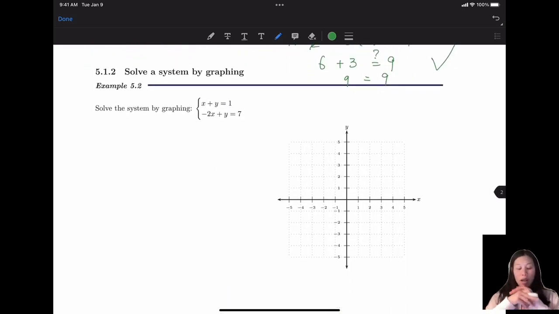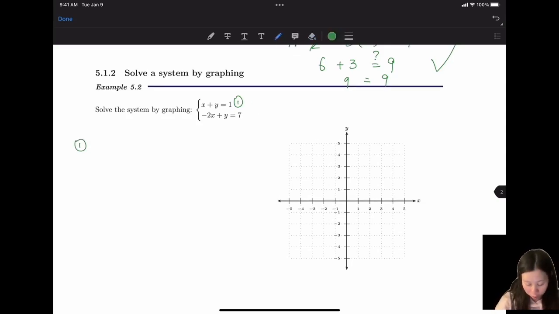Okay, so now let's try to solve the system by graphing. Do you remember how to graph? We can make a t-table. Again, I'm going to label this 1 and 2. For the first equation, I'm going to use a different color pen for the second one. For the first equation, I have x plus y equals 1. So now I want to know x equals what, and then I can make x plus y equal 1. And then I have my ordered pair x and y.